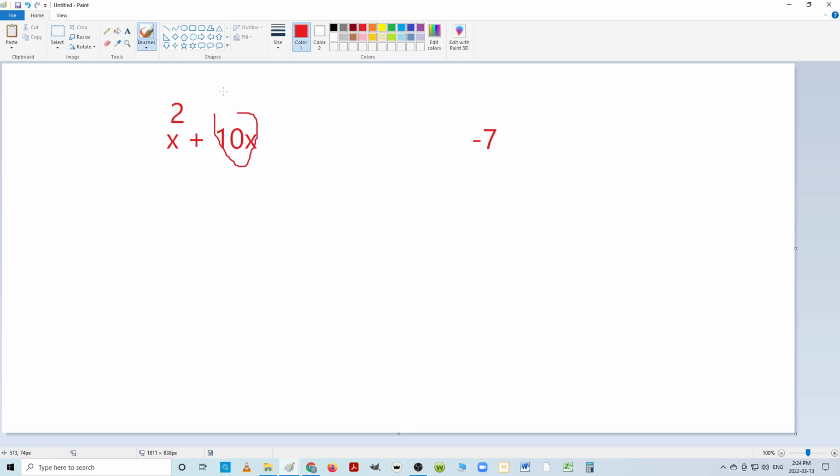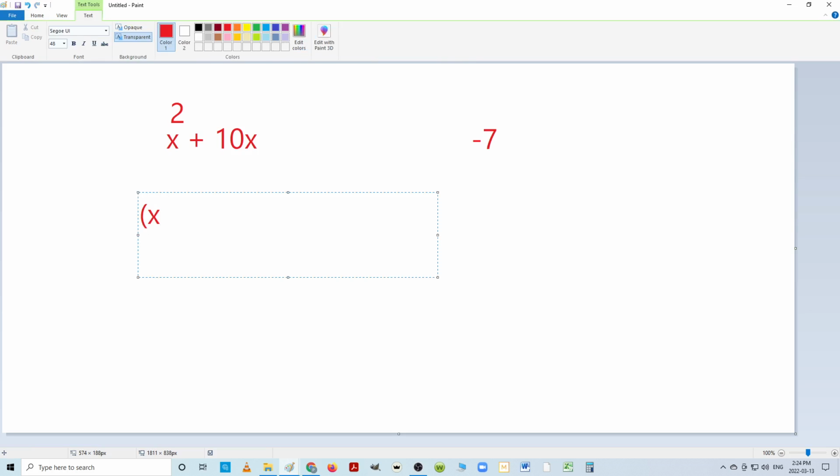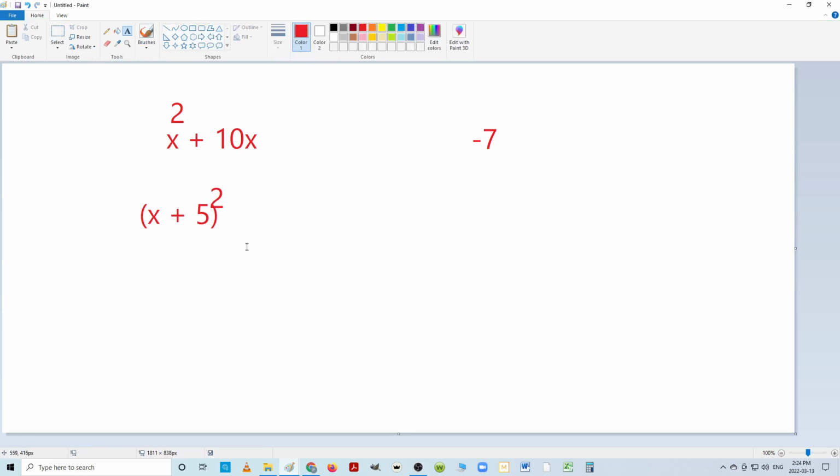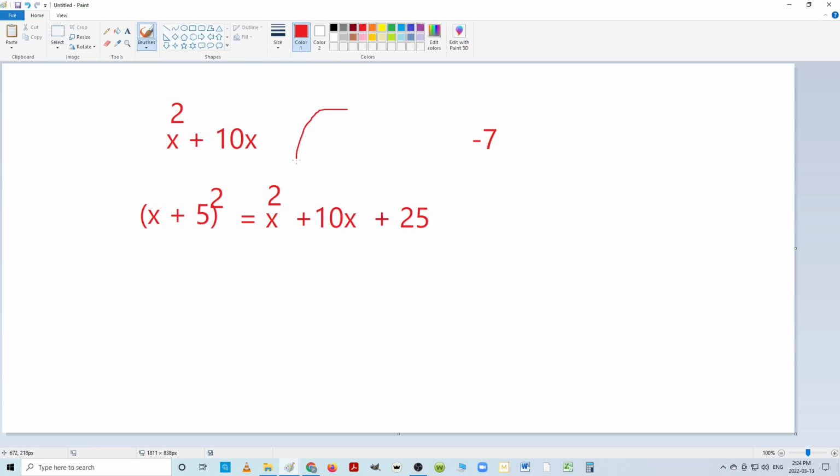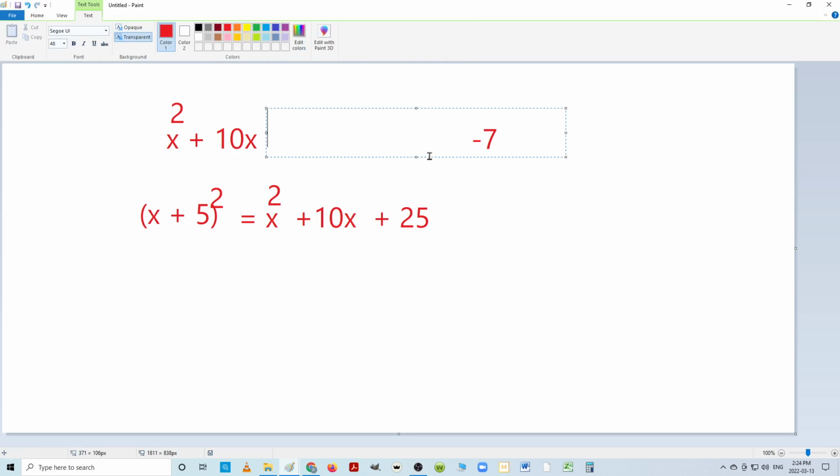What's 10 divided by 2? Well, it's clear to me that the perfect square of this will be x plus 5 squared. And sure enough, when I expand it, I get exactly what I want. X squared plus 10x plus 25. The number I didn't want is the plus 25 because there's no plus 25 up here. However, I'm going to add up here a plus 25 and immediately subtract it.